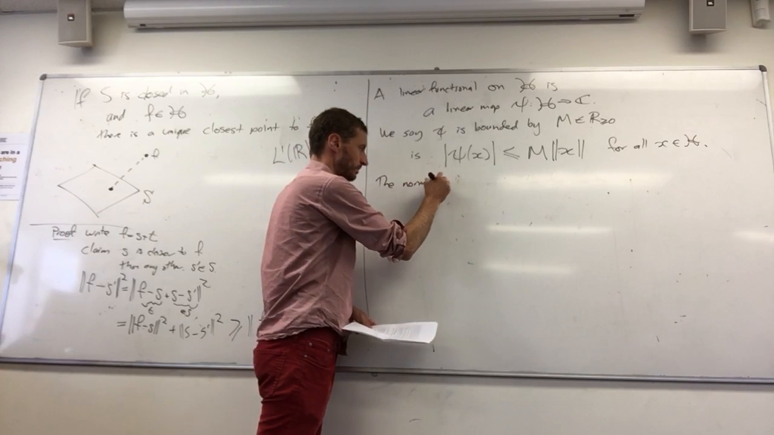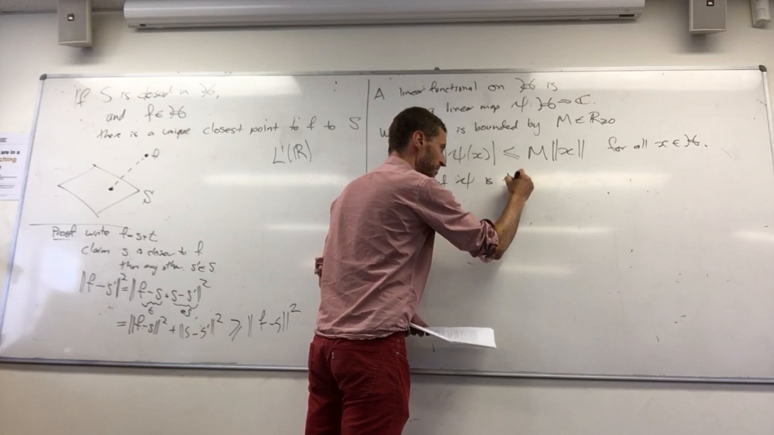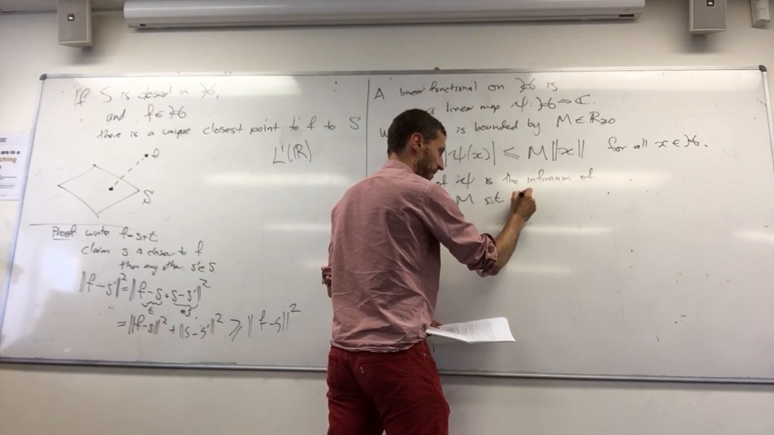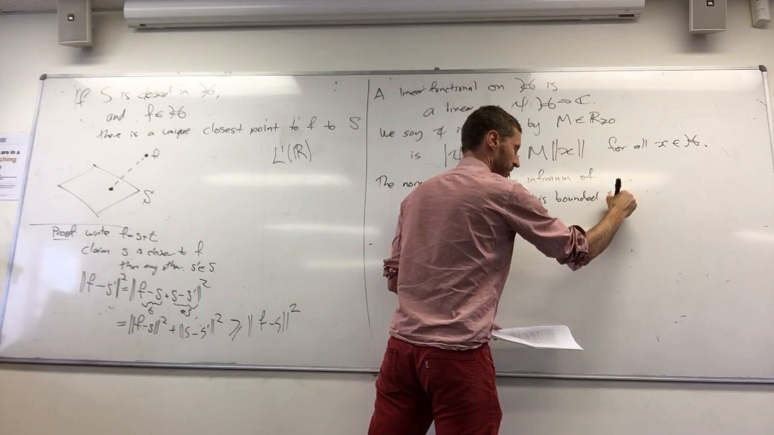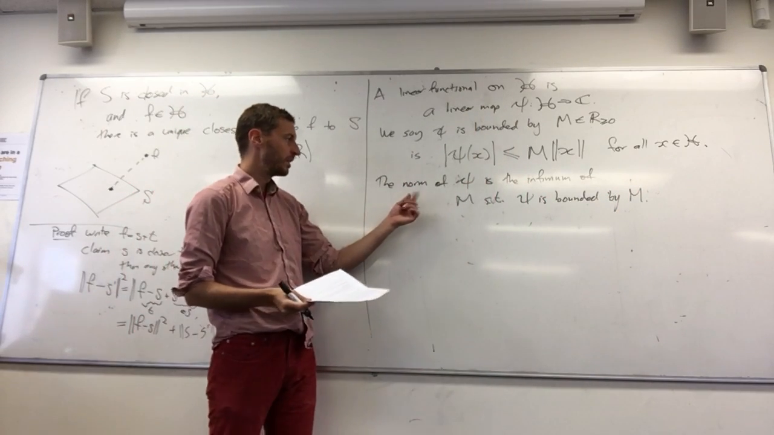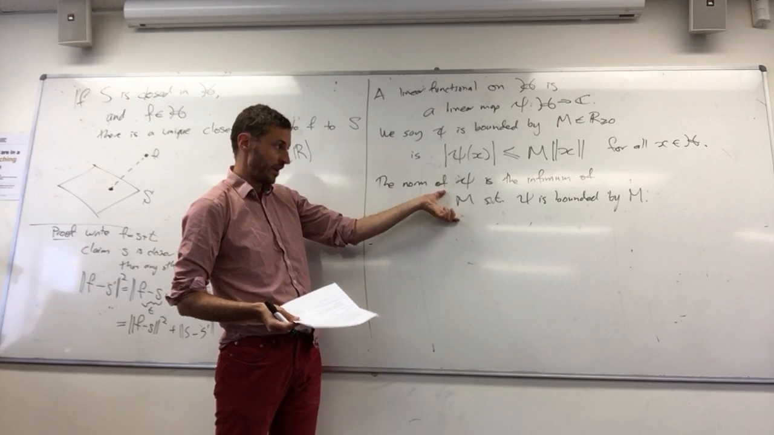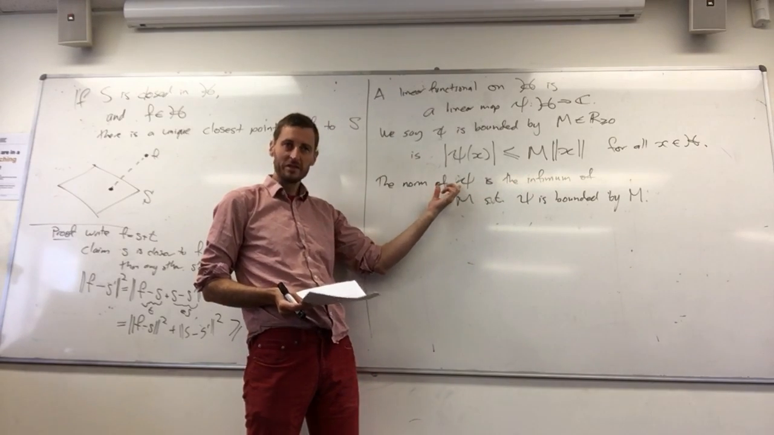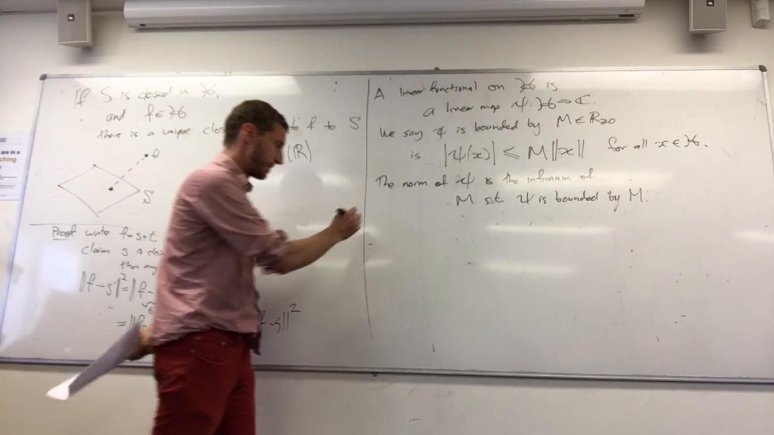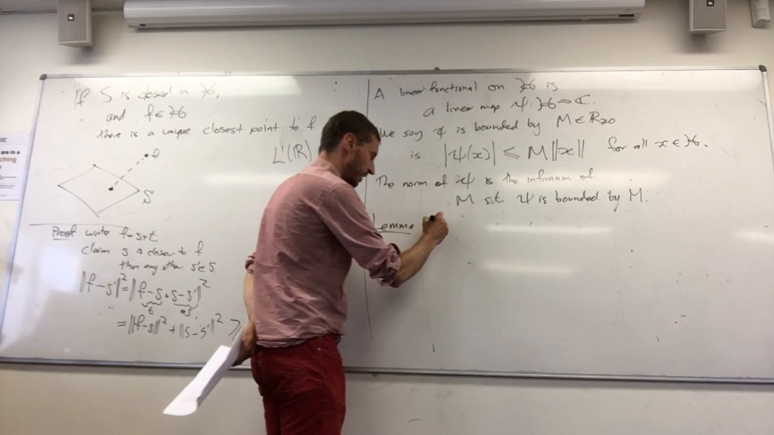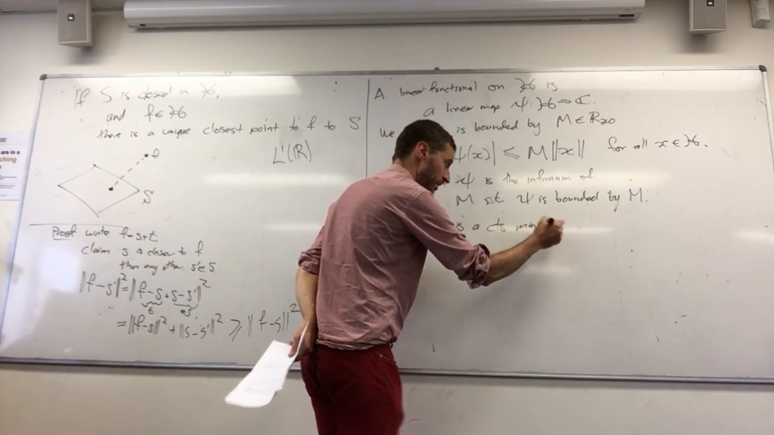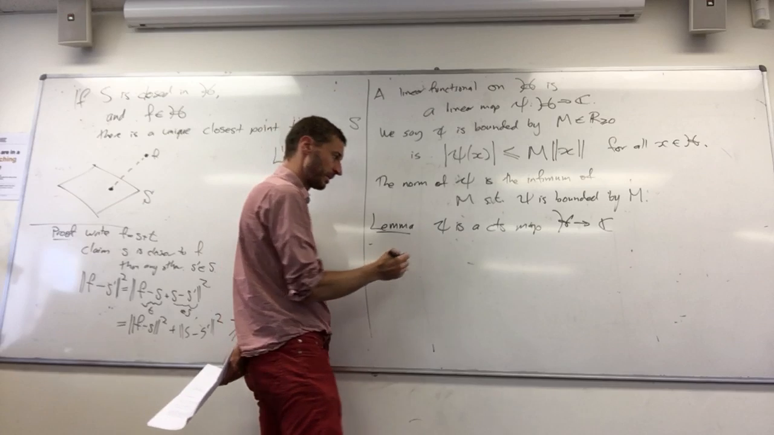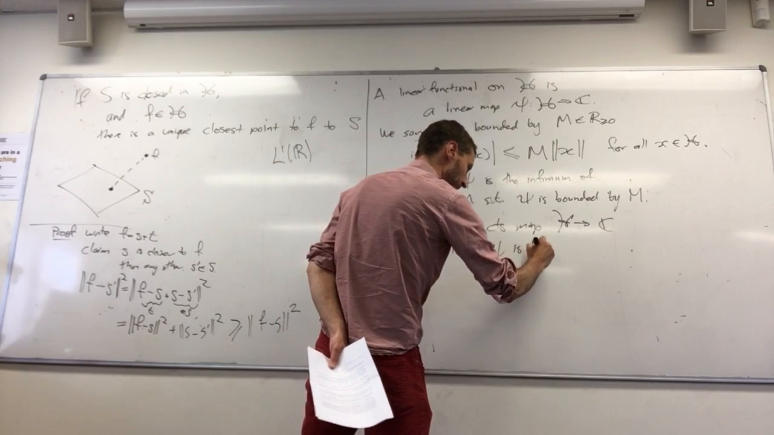And then the norm of psi is the infimum of m such that psi is bounded by m. And of course, this set of m's such that psi is bounded by m might be empty, in which case the infimum is infinite, and then I guess you would say that the norm is infinite. Okay, that would be an unbounded functional. The great lemma now is that psi is a continuous map from the Hilbert space to the complex numbers. And both of these things have topologies on them, they've both got metrics on them, so we can talk about them being continuous, if and only if psi is bounded.